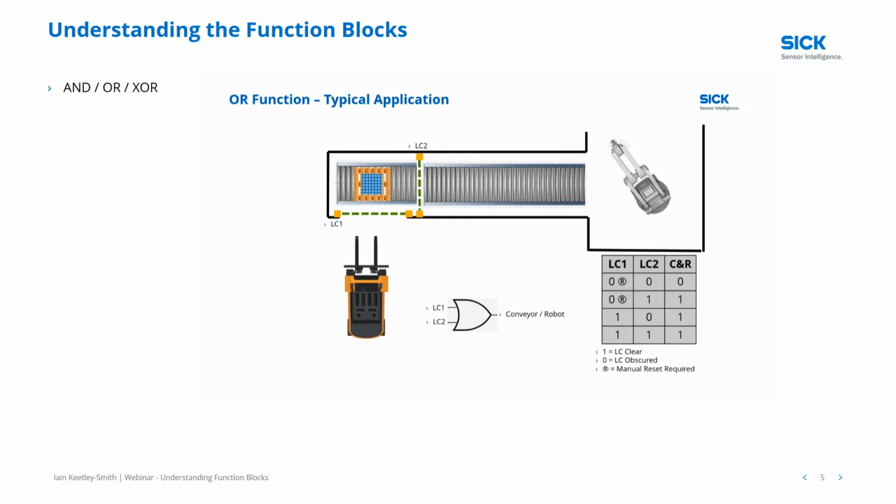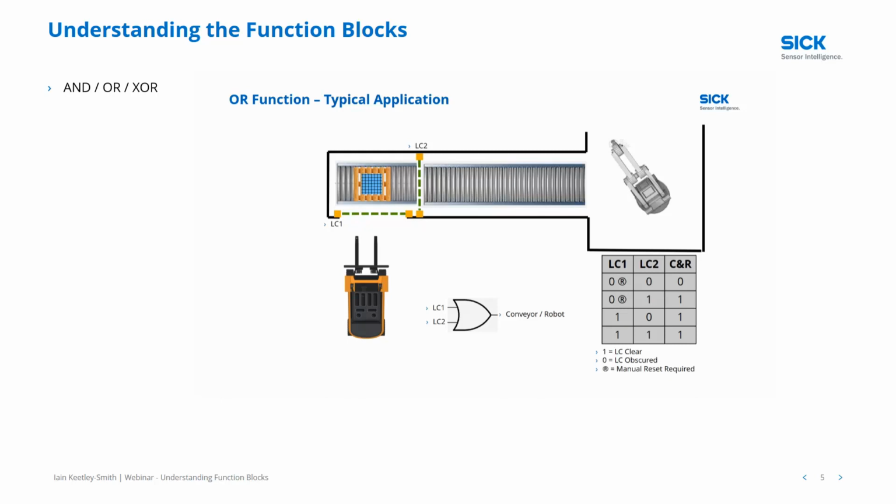Now if we look at the truth table for this, if light curtain 1, which is opposite the forklift truck, is broken, then it will stop the conveyor and it will stop the robot. If light curtain 1 is healthy, or sorry, light curtain 2 is healthy, then the conveyor and the robot can work as normal.